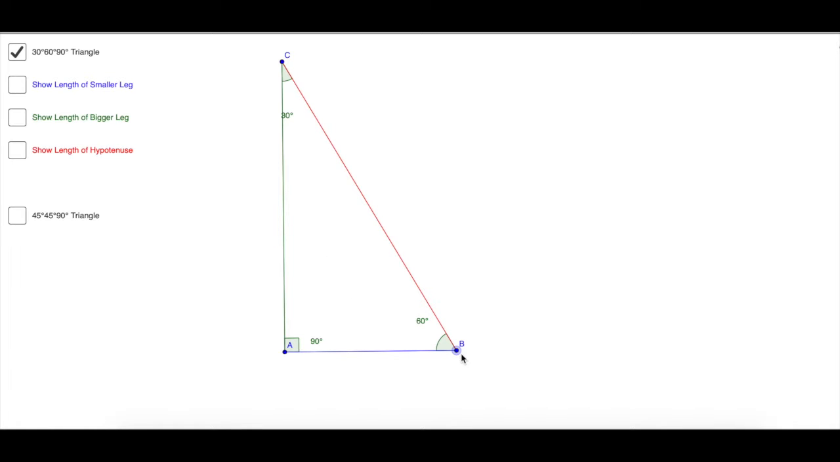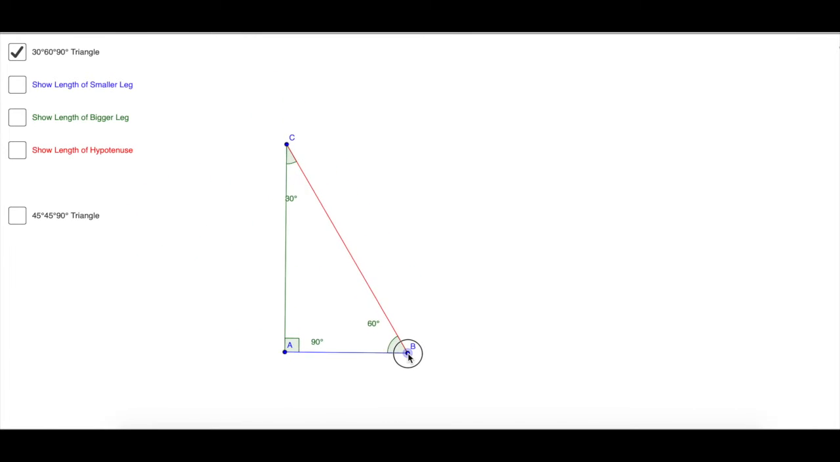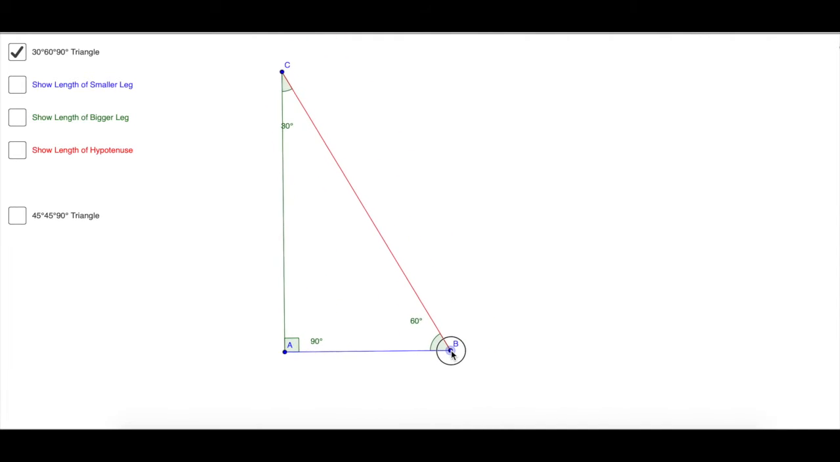So I can take this, and I can move B anywhere I want, right? This is always 60 degrees. I'm saying that this triangle and this triangle and that triangle are all the same triangle. Now, they're not congruent, of course, but they're similar. Their sides are in proportion.